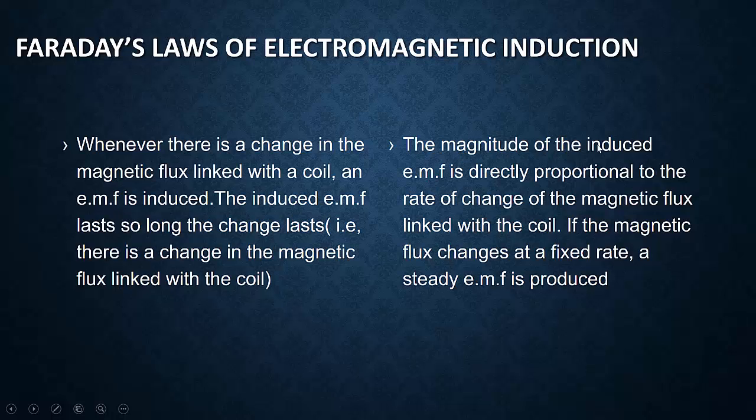Second, the magnitude of the induced EMF is directly proportional to the rate of change of magnetic flux linked with the coil. If the magnetic flux changes at a fixed rate, a steady EMF is produced. So this depends upon the rate of change. If we move it slowly, then a small EMF is produced. If we move it fast, with rapid motion, then the change is rapid and the EMF is also high.